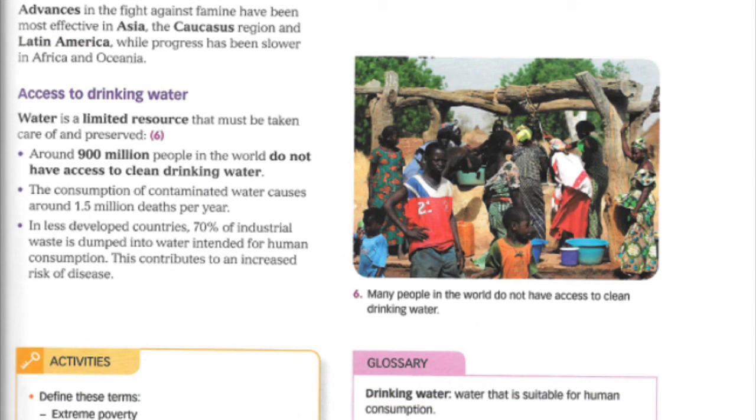Access to drinking water. Water is a limited resource that must be taken care of and preserved. Around 900 million people in the world do not have access to clean drinking water. The consumption of contaminated water causes around 1.5 million deaths per year. In less developed countries, 70% of industrial waste is dumped into water intended for human consumption. This contributes to an increased risk of disease.